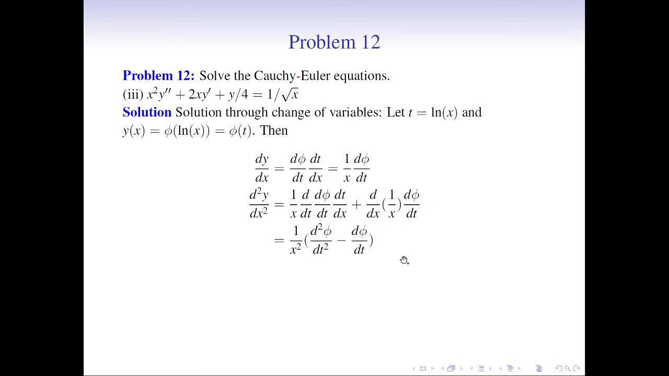alright? And this is just, again by the chain rule, dt by dx should again be replaced as 1 by x, and so we have a 1 by x square term again. Okay, so these are simple calculations.